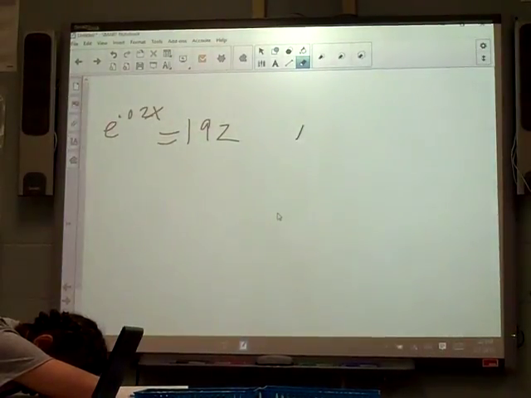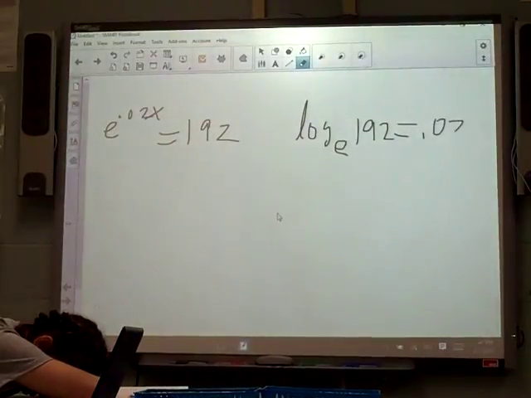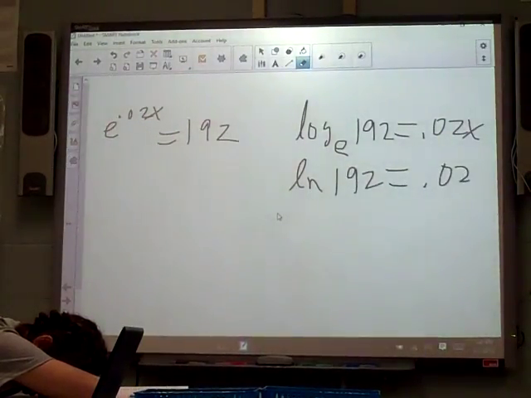So I'm going to write log. What's the base? e. Log base e of 192 is equal to 0.02x. Now, Tuesday we talked about what log base e was the same as. Any clues or guesses what log base e was the same as? It was the natural log, very good, Kaylee. So the natural log of 192 is equal to 0.02x.